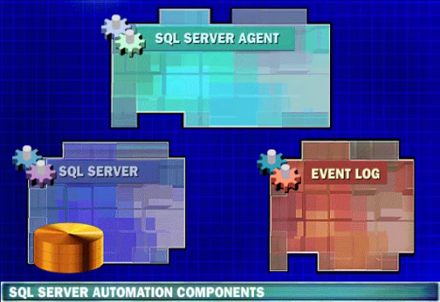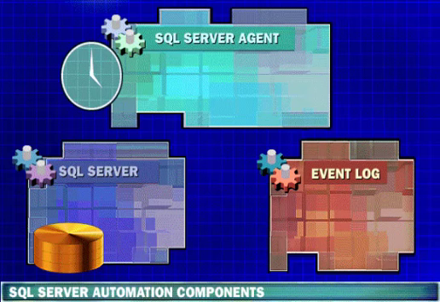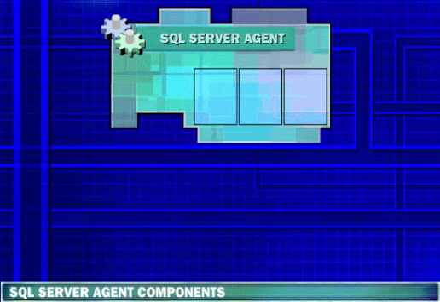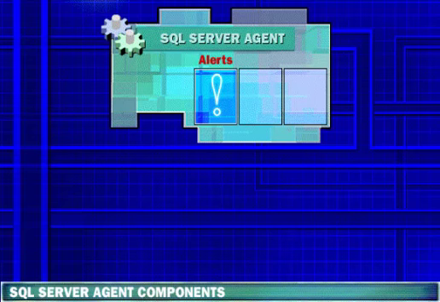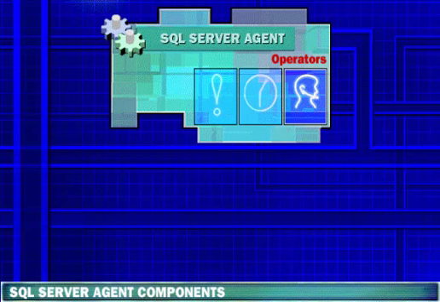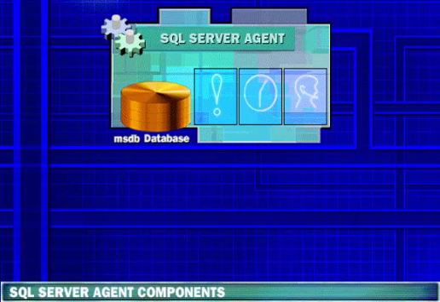SQL Server Agent automates administration of SQL Server by executing scheduled maintenance activities on one or more servers. In addition, SQL Server Agent receives events from the event log, which allows SQL Server Agent to notify administrators of problems and take action. The components of SQL Server Agent that enable automation are alerts, jobs, and operators. These components are defined and stored in the MSDB database.